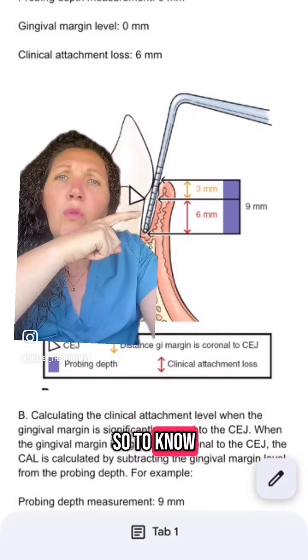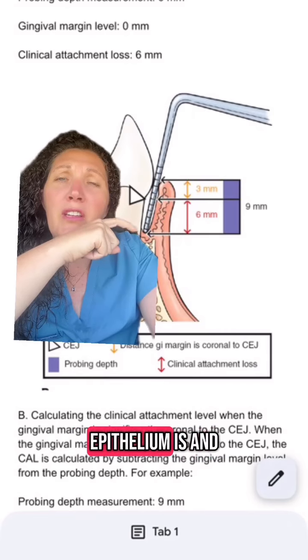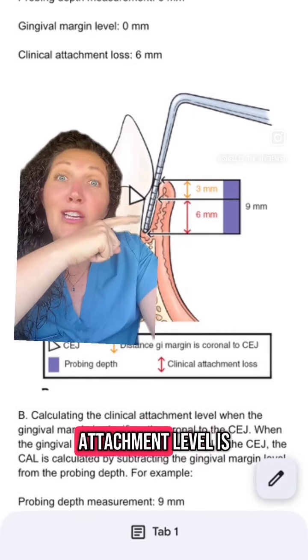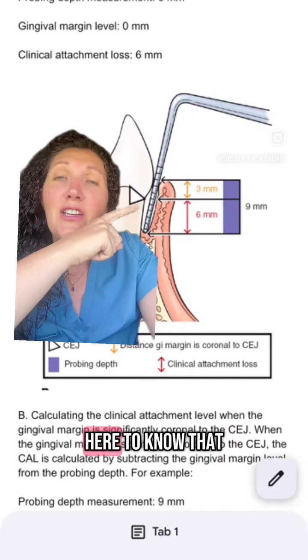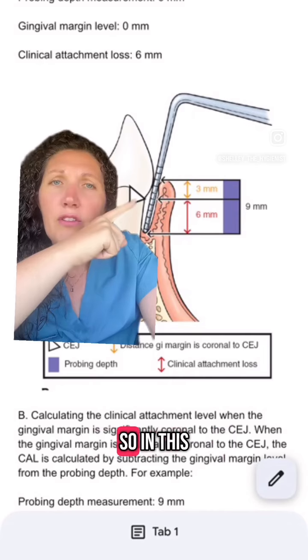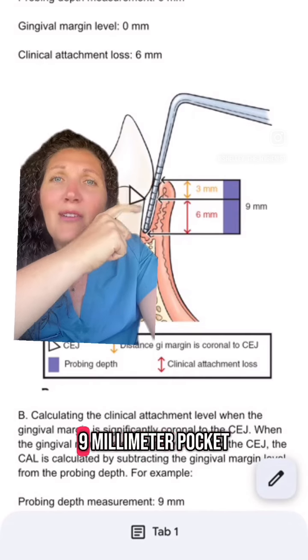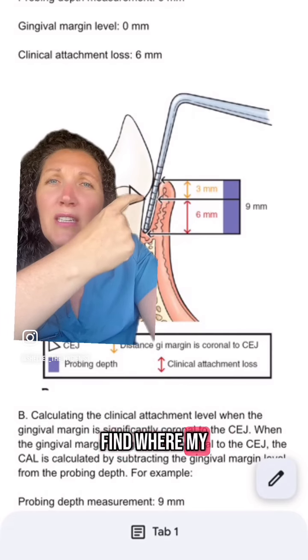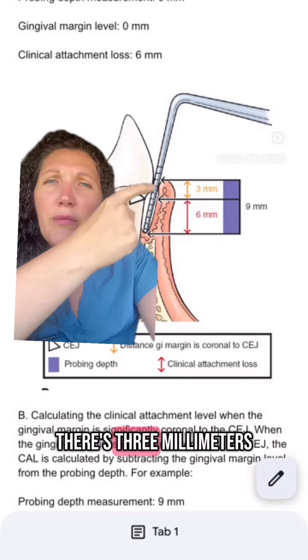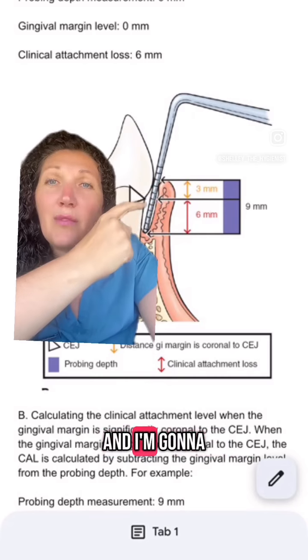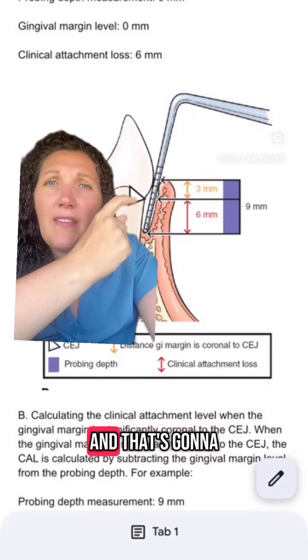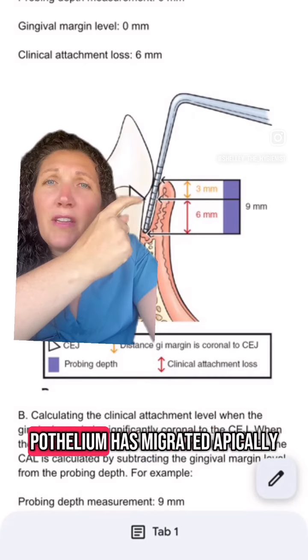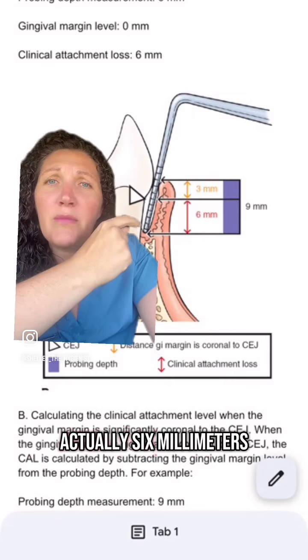To know where my junctional epithelium is, and where my clinical attachment level is, which is currently down here, we have to do a little bit of math. In this case, my pocket depth is a 9 millimeter pocket. I take my probe down in here, find where my CEJ is, and back measure how much tissue I have coronal to the CEJ. There's 3 millimeters of tissue coronally, and I subtract that from my pocket depth. That tells me my junctional epithelium has migrated apically, actually 6 millimeters down.